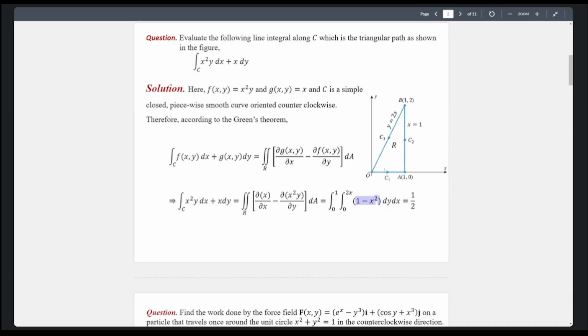And the limit here is from x equal to 0 to 2x. So y equal to 0 to 2x and x equal to 0 to 1. So if we complete this integration, we will get the result 1/2. Very easily we can find it out. Okay. So that is the strength of Green's theorem.